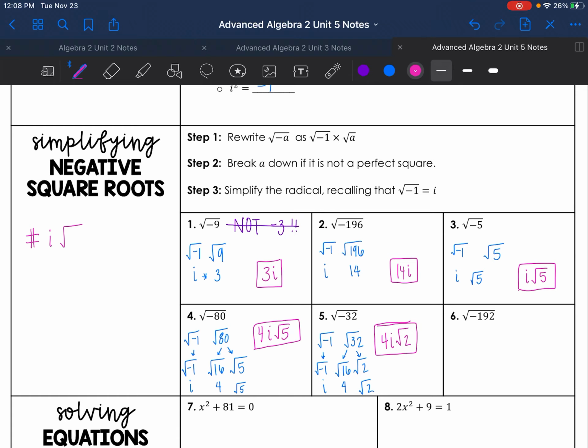All right, try number 6 on your own. All right, so number 6, we were breaking down the square root of negative 192.